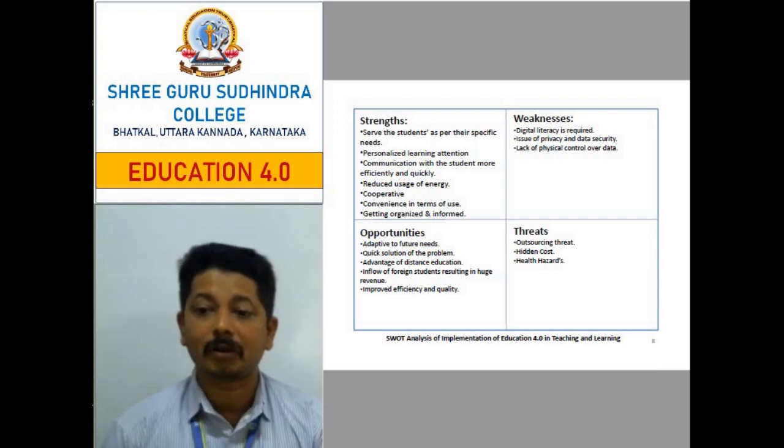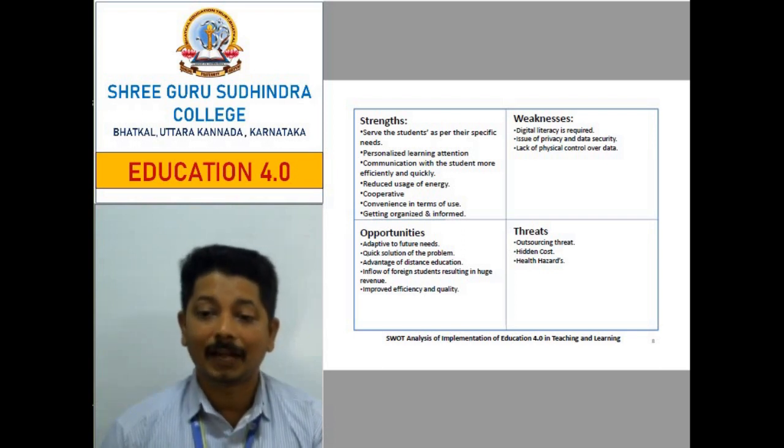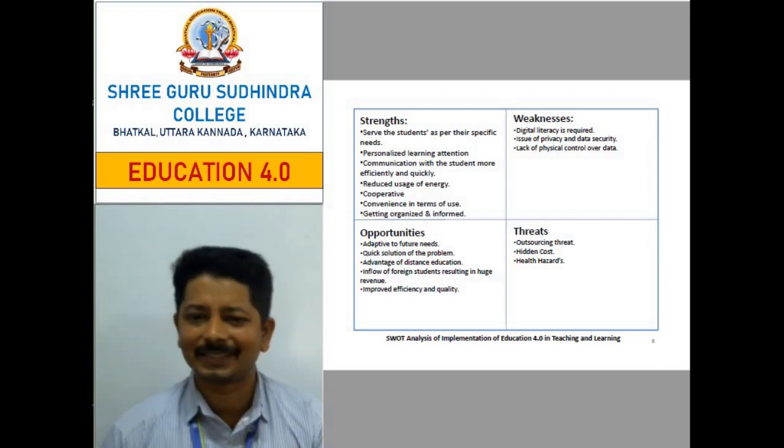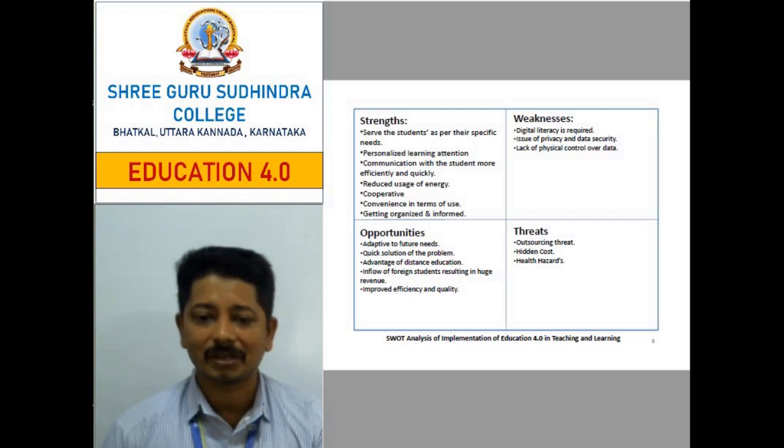Then, very important, the issue of privacy and data security. I just mentioned the bank, but at the same time, most of the banks are facing a crisis of privacy of data and privacy of information. That is also applicable to Education 4.0 when we implement it. There may be chances of leakage of data of the student or the teacher, or it may disturb the privacy of both teacher and student. This is the problem. And very important, lack of physical control of the data. When everything has become digitalized, we can't control all the data. Somebody can misuse it. These are the weaknesses.